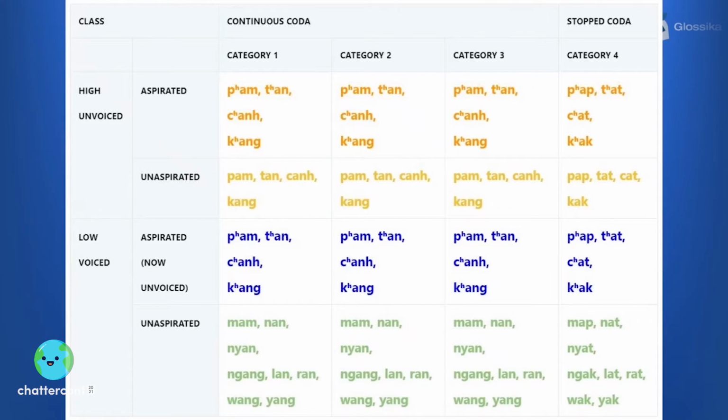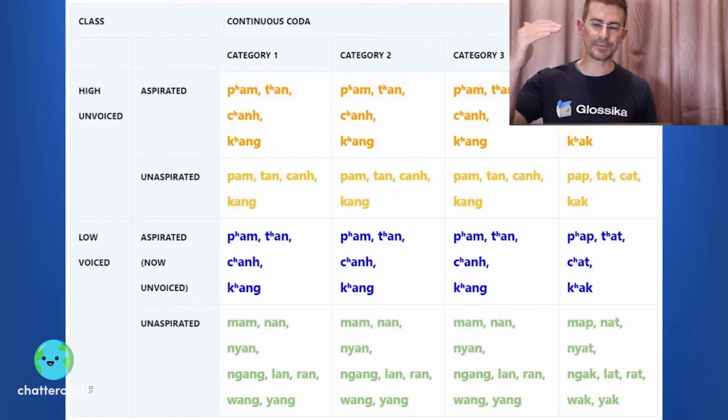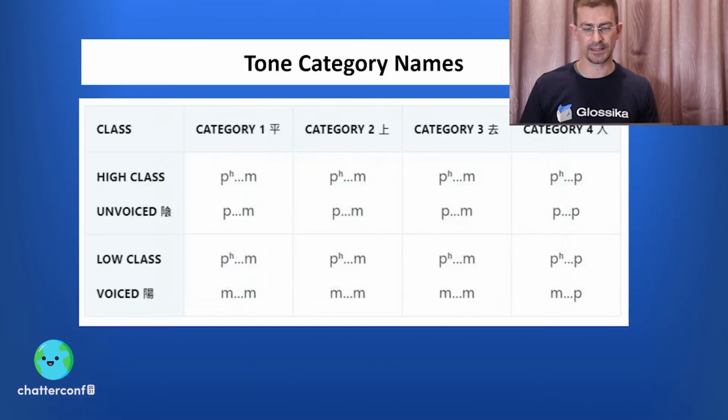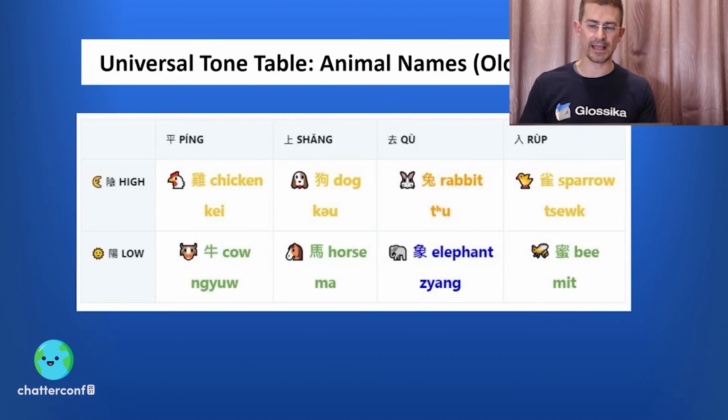Because if we go back over here, you'll see that some of them belong in the aspirated class and some belong in the unaspirated class. So the words starting with M and N and L and R, they're going to be in green. And then the ones that start with a fricative consonant are going to be blue.